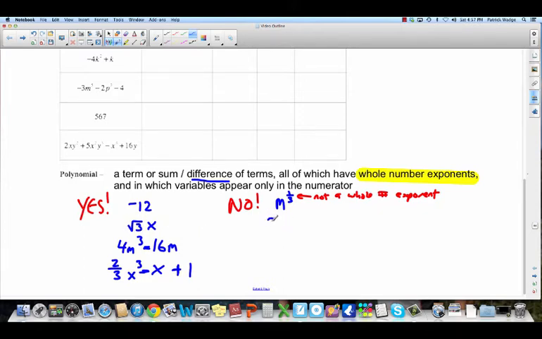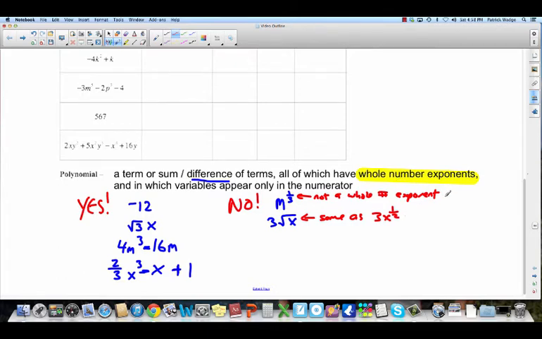What if we had 3 times the square root of x? Is that a polynomial? No, it's not. How come? Because this is the same as 3 times x to the what power? It'd be to the 1/2. And then it fails for the same reason here. It's not a whole number exponent.